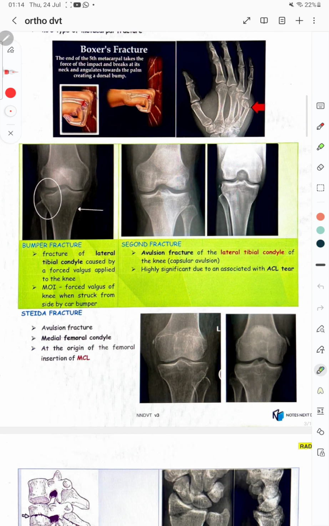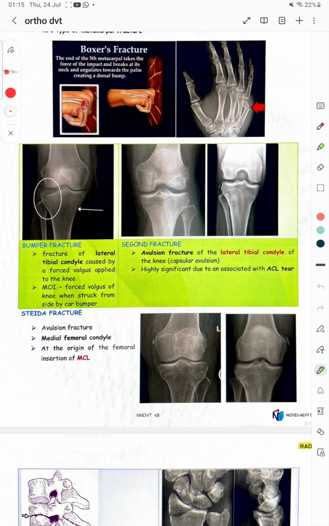Then we have bumper fracture, which is a fracture of the lateral tibial condyle caused by a forced valgus applied to the knee. This is fracture of lateral tibial condyle, and it is caused by forced valgus applied to the knee. Mode of injury is forced valgus of knee when struck from the side by a car bumper. So we can see it in car bumper injury, knee injury, the lateral tibial condyle injury.